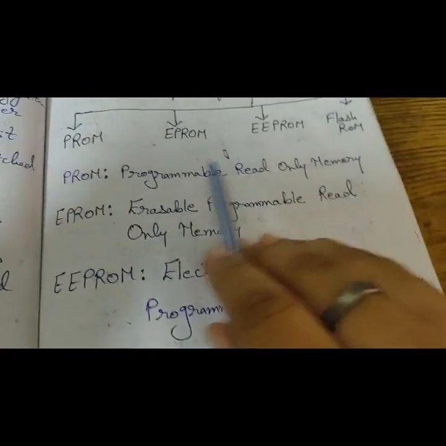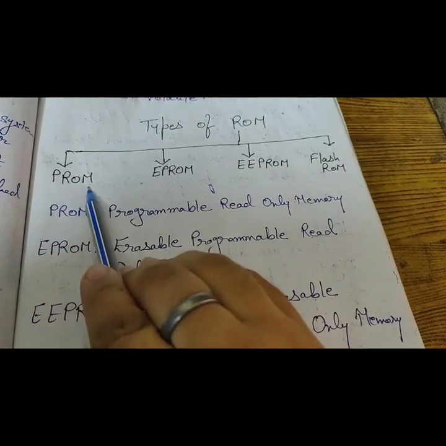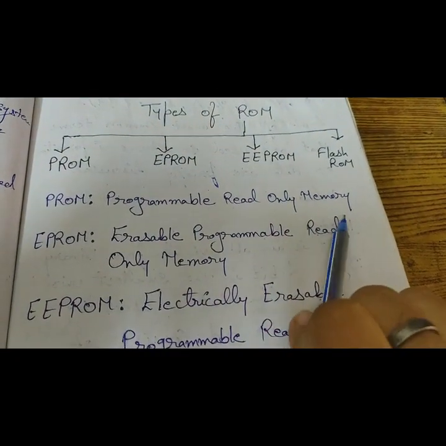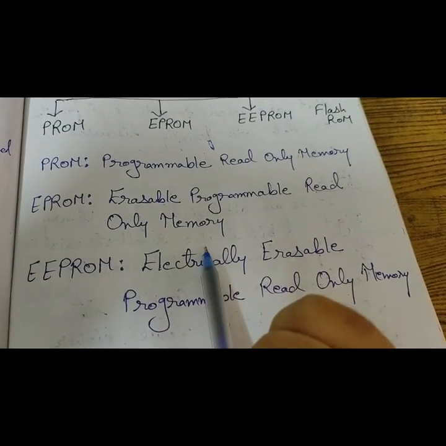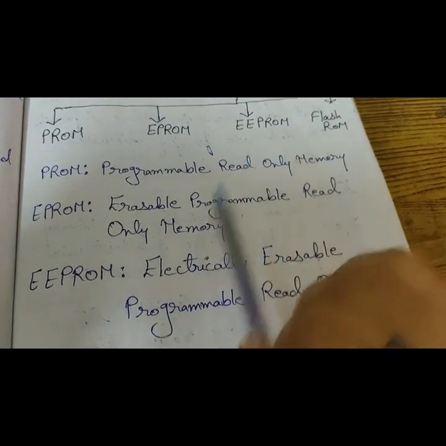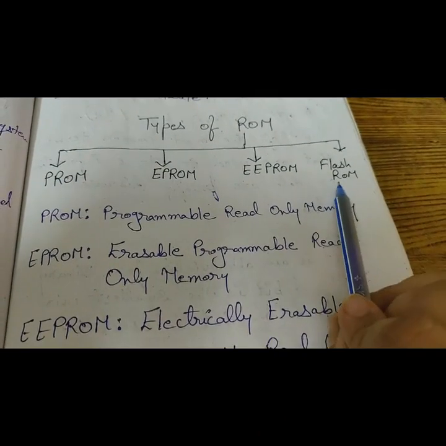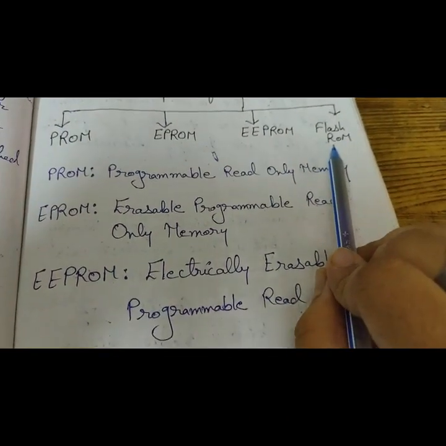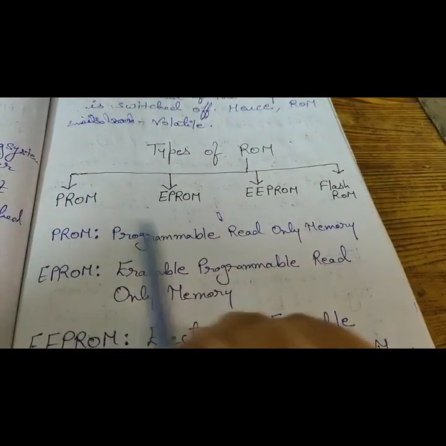Types of ROM. We have four types of ROM: PROM, programmable read-only memory; EPROM, erasable programmable read-only memory; EEPROM, electrically erasable programmable read-only memory; and the fourth one is flash ROM. So these are the four types of ROM.